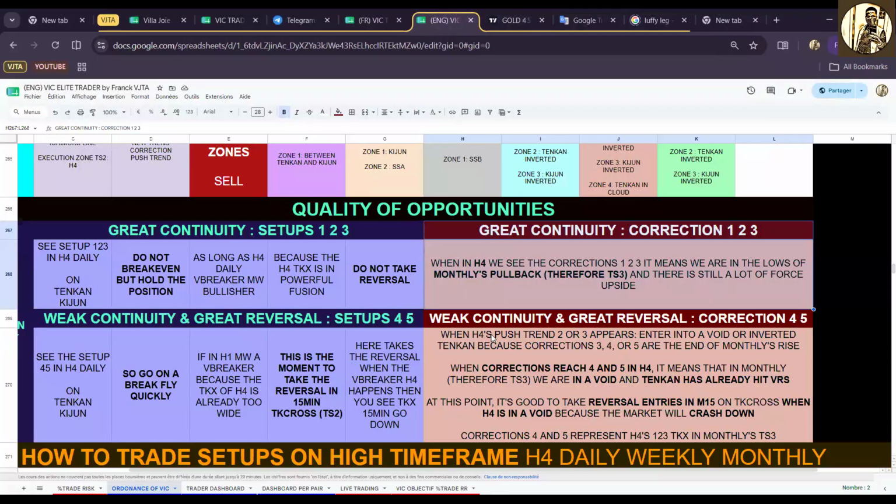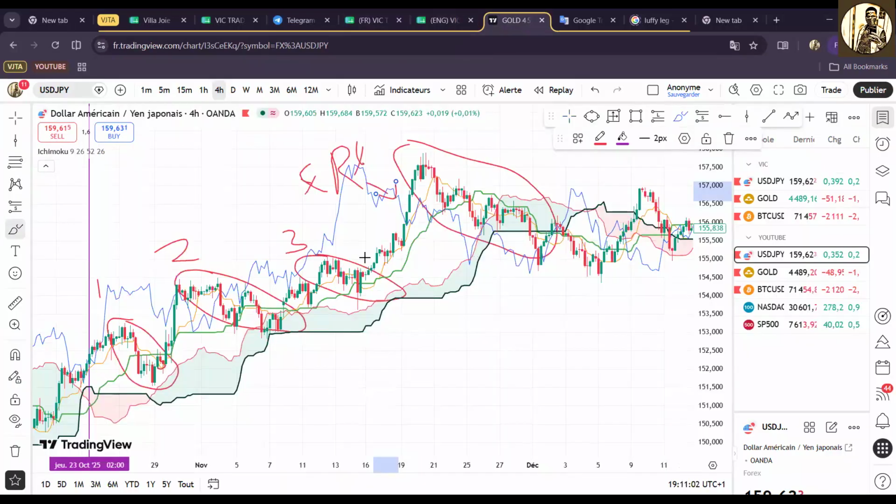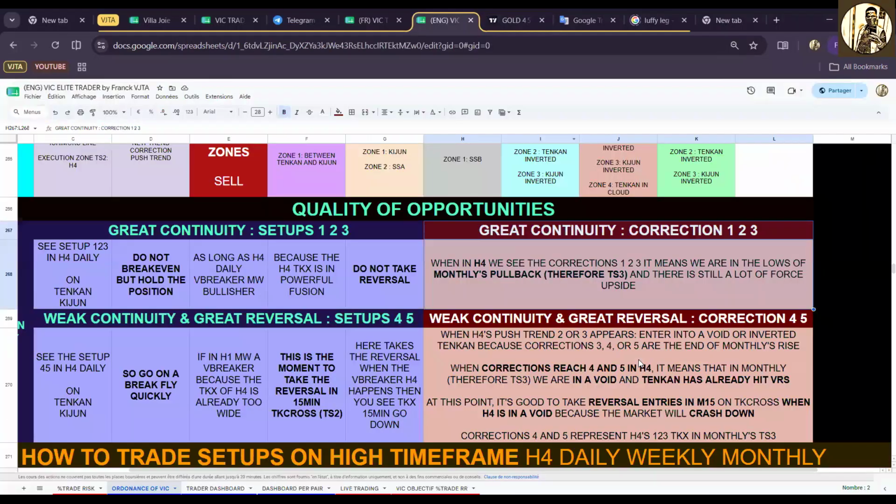So when the H4 push trend 2 or 3 appears, enter in the void or inverted Tenkan because the correction 3, 4, 5 are the end of the monthly rise. Okay, what I mean here is that, right? When you had here the push trend number 1, push trend number 2 here, and this one was the last push trend, the push trend number 3, right? 1, 2, 3. So when you see the last push trend number 3 here, enter inside this void and sell it to the downside. That's what I'm trying to mean here.